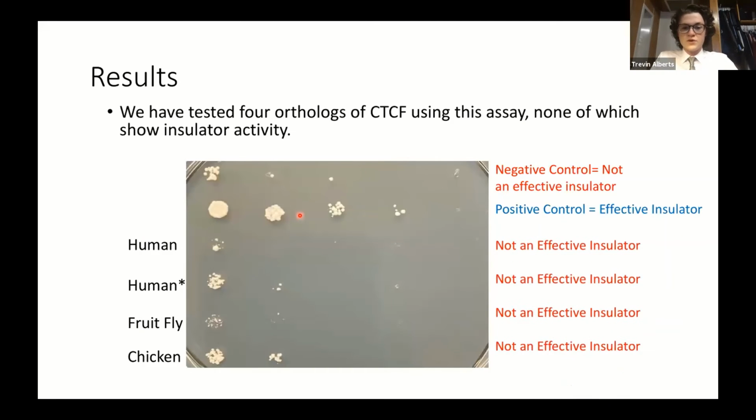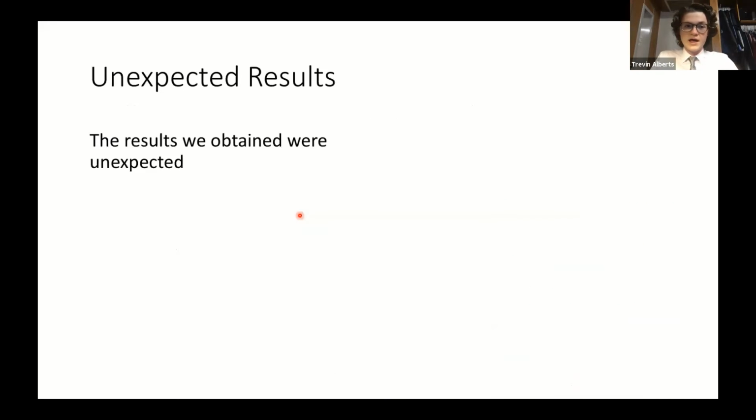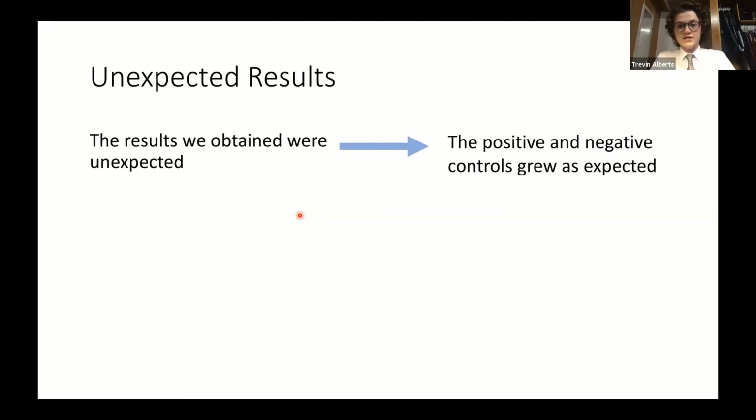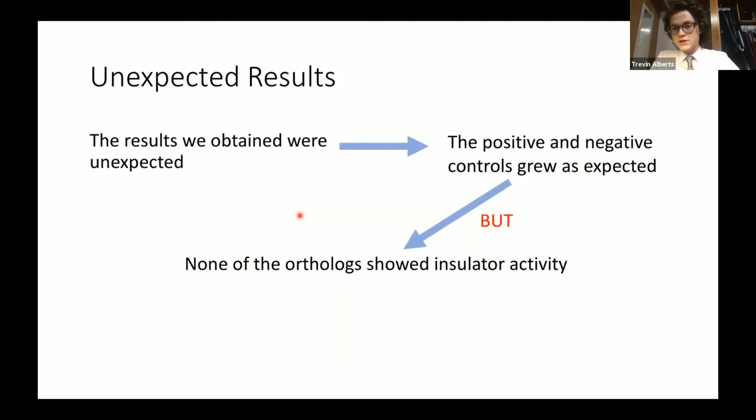However, none of the orthologs that we tested showed insulator activity. And this was actually unexpected and kind of peculiar. We were expecting at least one of those orthologs to show insulator activity, because CTCF is our only positive control. We would expect that to show robust growth and thus show insulator activity, because the positive and negative controls grew as they were supposed to. But the fact of the matter is, none of the orthologs showed insulator activity.